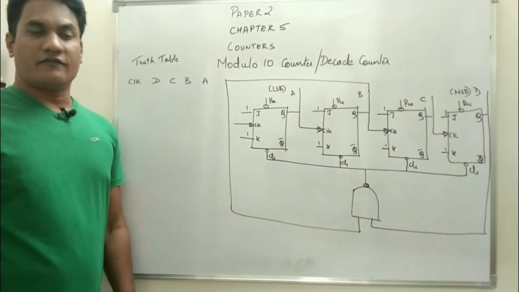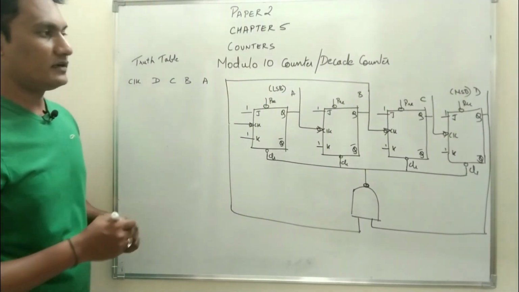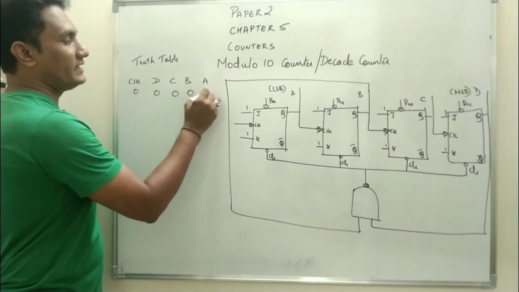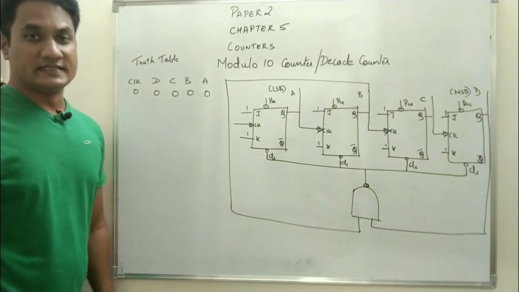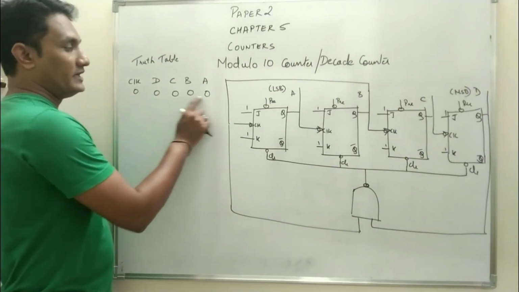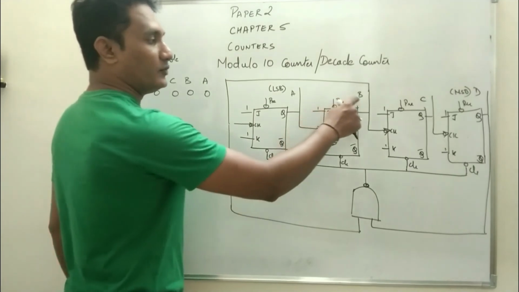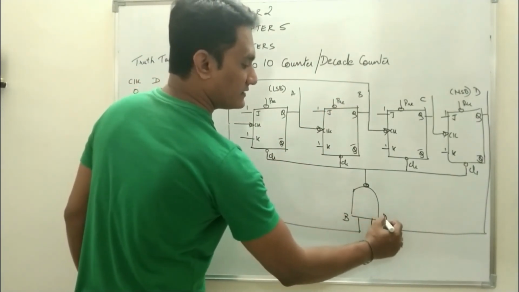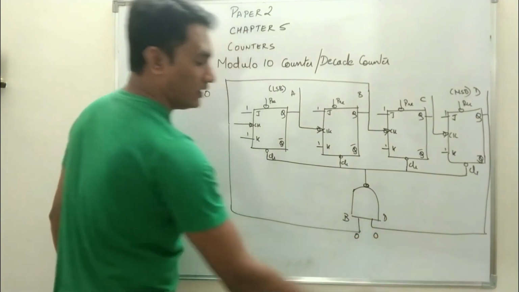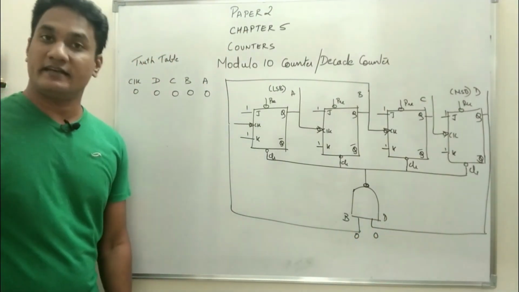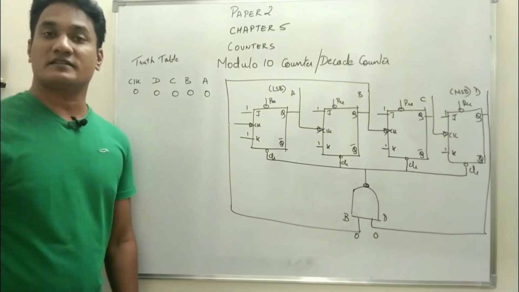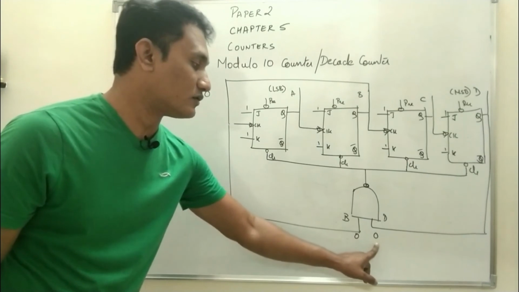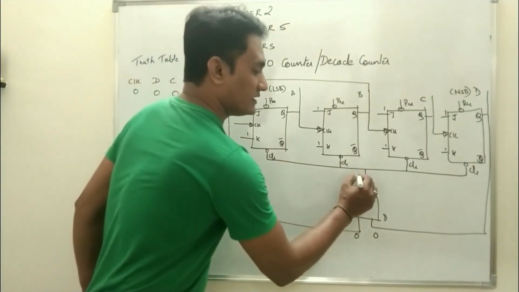Let us try to understand by the truth table how exactly the circuit will operate. Truth table of modulo 10 counter. Let's say initially when the clock is 0, DCBA is all 0. Now see the input for the NAND gate. What is the input for the NAND gate? This is B and this is D. Both are 0. And what is the property of the NAND gate? Just now we understood, it is the inverse of multiplication. So 0 into 0 is 0, inverse 1. So this is 1.